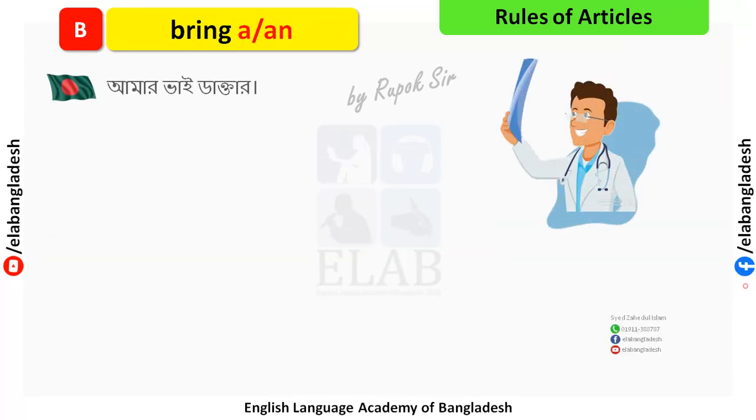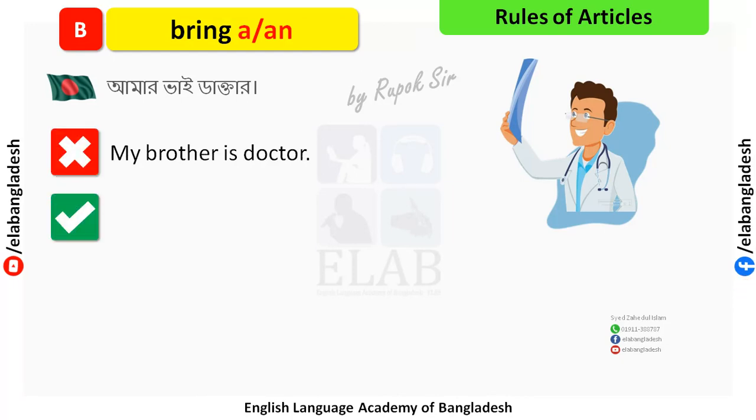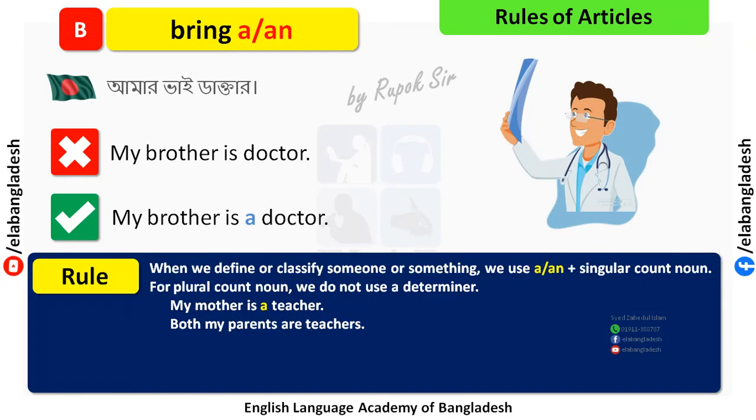My brother is doctor. My brother is a doctor. When we define or classify someone or something, we use a, an plus singular count noun. For plural count nouns, we do not use a determiner. My mother is a teacher. Both my parents are teachers.